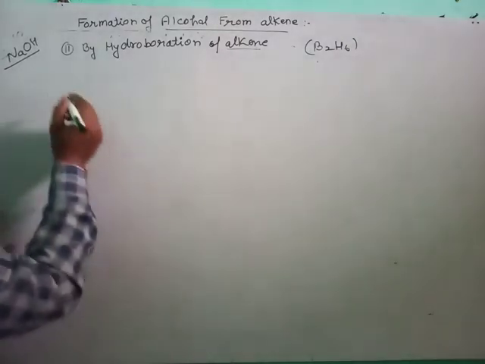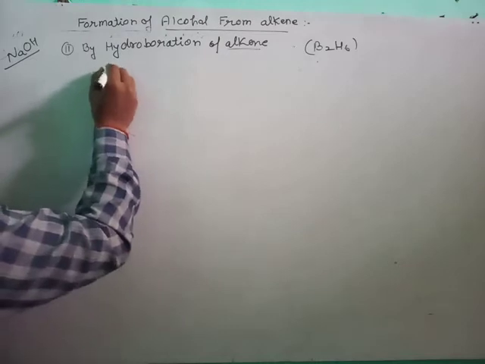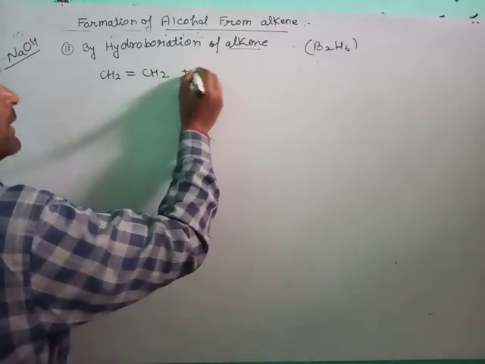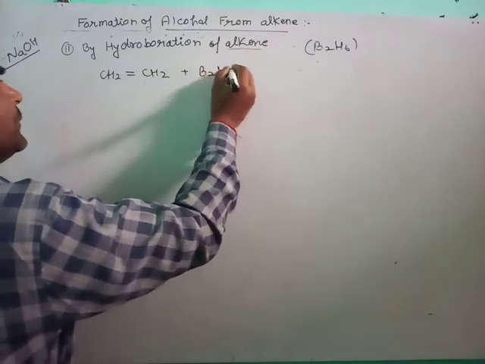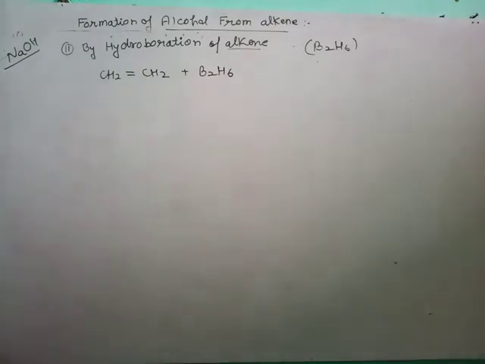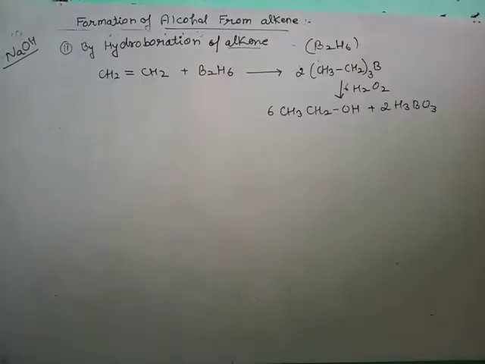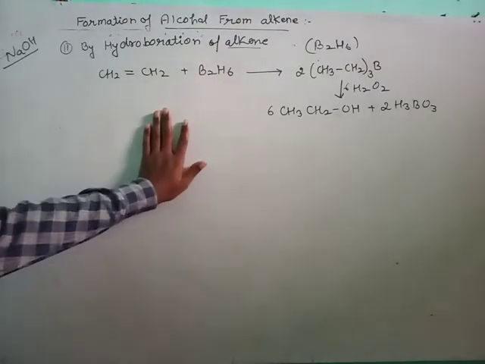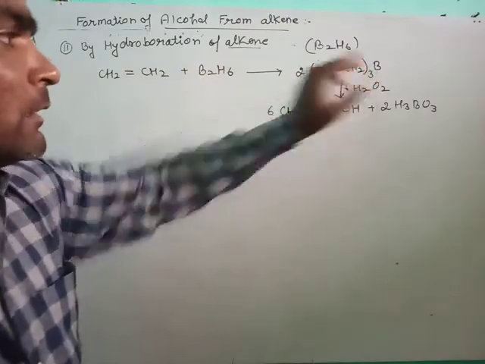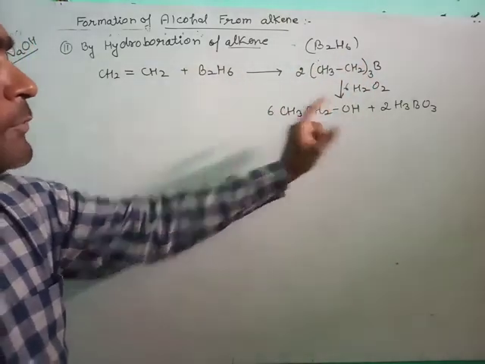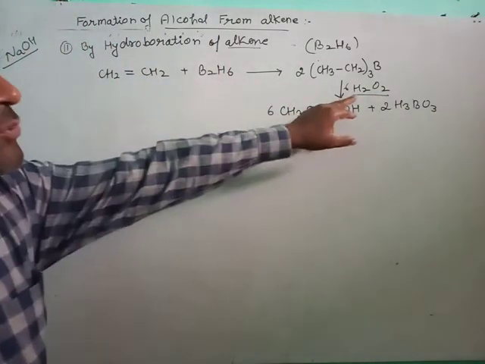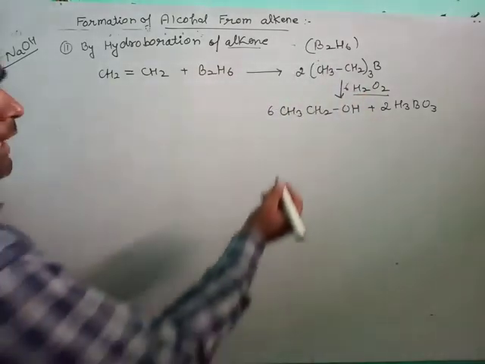The reaction can be written as CH2 double bond CH2 plus B2H6. Alkene reacts with diborane, it forms trialkyl boron, and trialkyl boron undergoes hydrolysis by peroxide, H2O2. It gives alcohol.